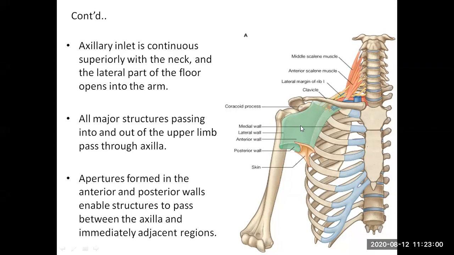Last time we studied the posterior scapular region. There is a quadrangular space, an upper triangular space, a lower triangular space, and the suprascapular foramen. These are small apertures through which different regions communicate with other regions. Here also in the axilla, in the anterior and posterior walls, there are some apertures through which it communicates with the adjacent regions of the body.